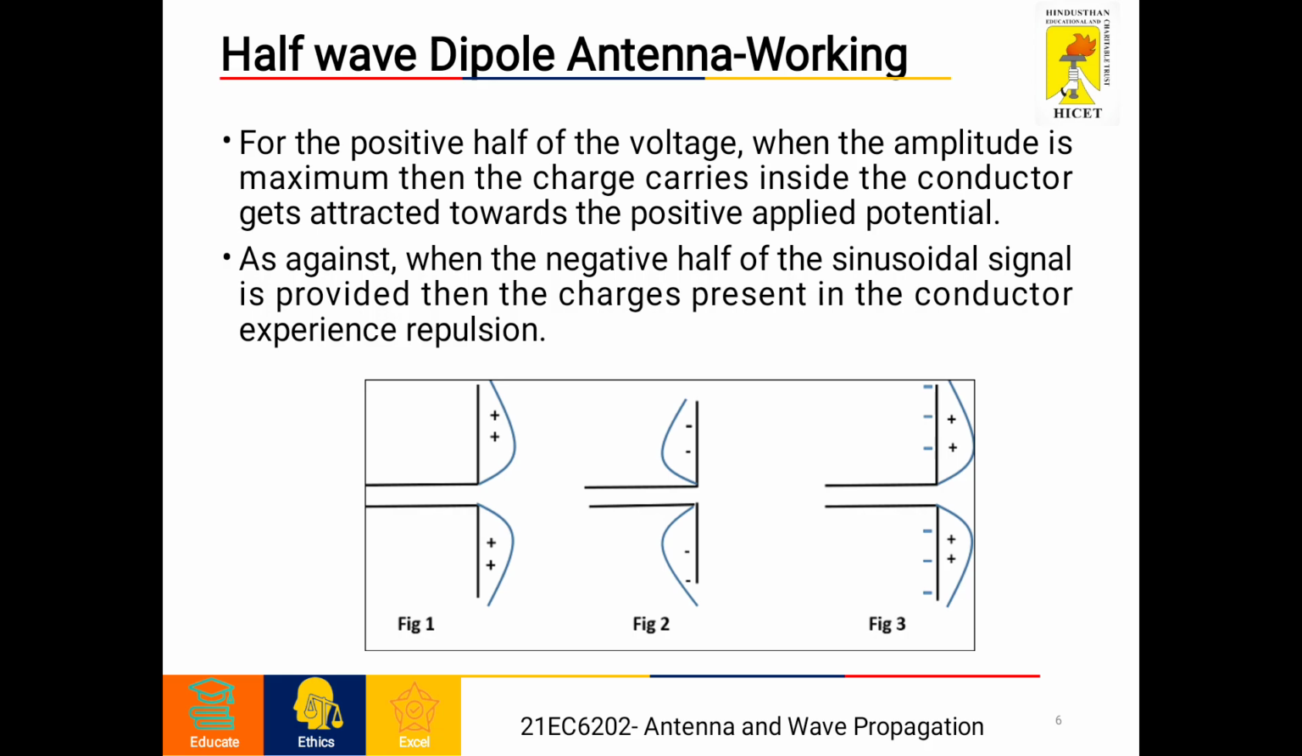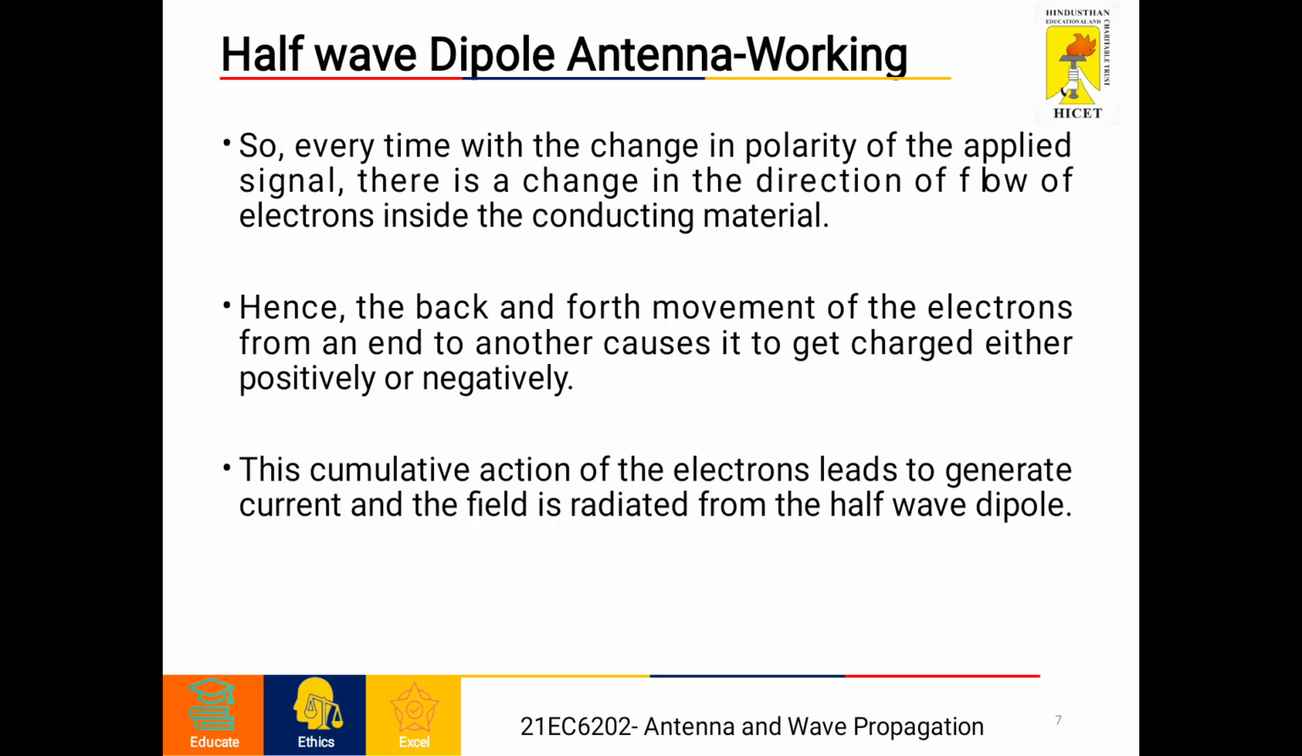For the positive half of the input sinusoidal signal, when the amplitude is maximum, the charge carriers inside the conductor get attracted towards the positive applied potential as shown in figure 1. As against this, when the negative half of the sinusoidal signal is provided, the charges present in the conductor experience repulsion as shown in figure 2.